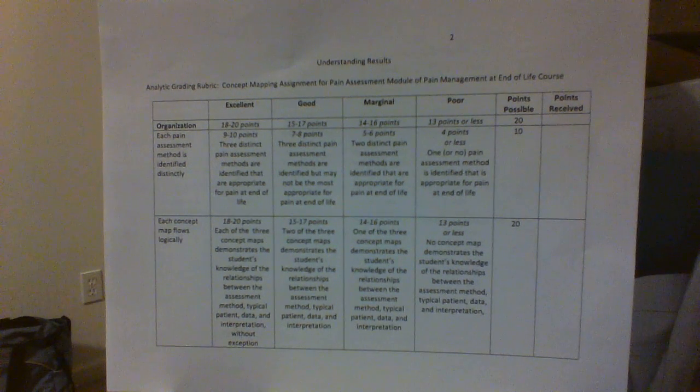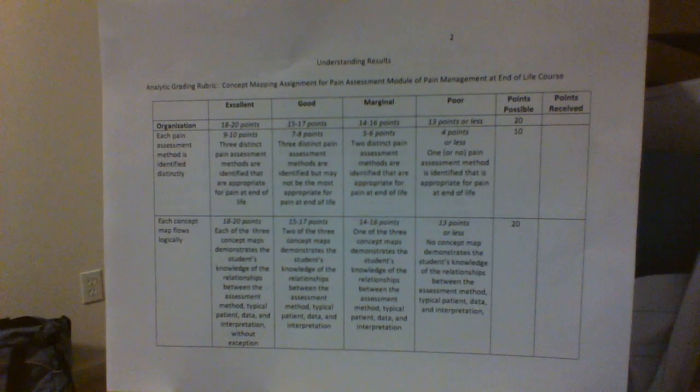The first grading dimension is to ensure that each pain assessment method is distinctly identified. This is indicated by 3 distinct concept maps. The points are awarded based on the criteria listed in the rubric with ratings from excellent to poor. The second dimension under organization is that the concept map flows logically.